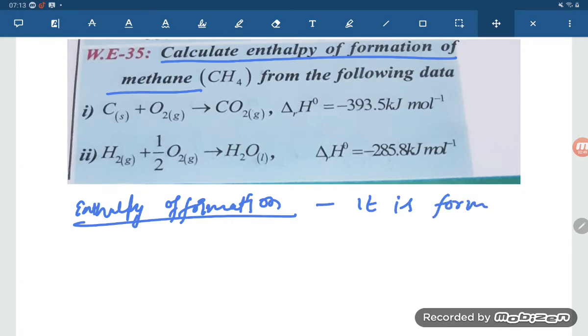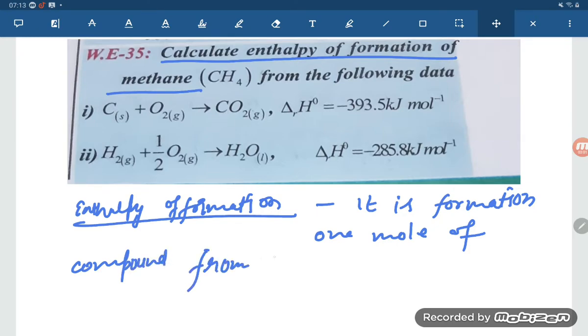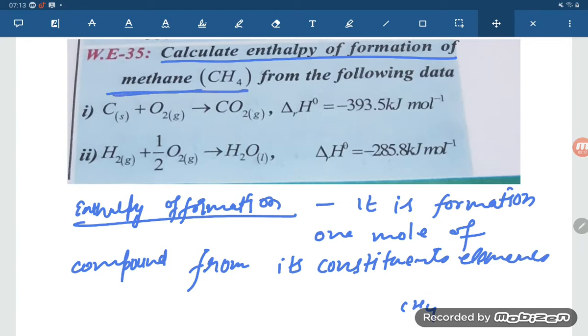So when you are talking about enthalpy of formation, it is the formation of one mole of a compound from its constituent elements. Keep that in mind. What are the constituent elements? Suppose we have CH4. They are saying, calculate the enthalpy of formation of methane, CH4.